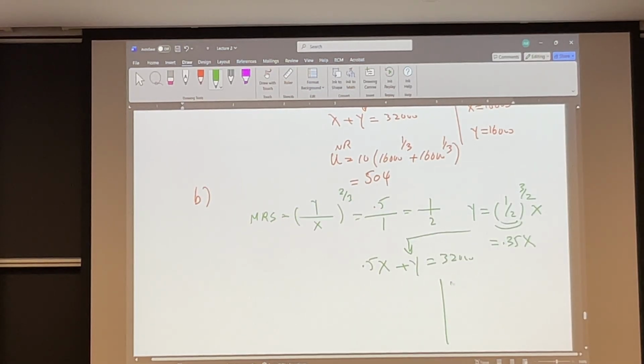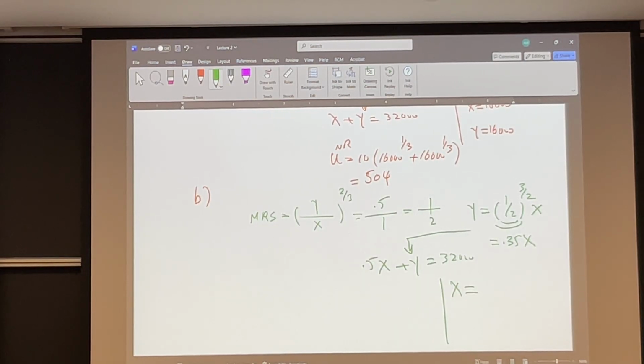What do you get? That's 0.5, that's 0.35, that's 0.85. So X should be 32,000 divided by 0.85. How much is that? 37,647. Just round it. Is that possible?